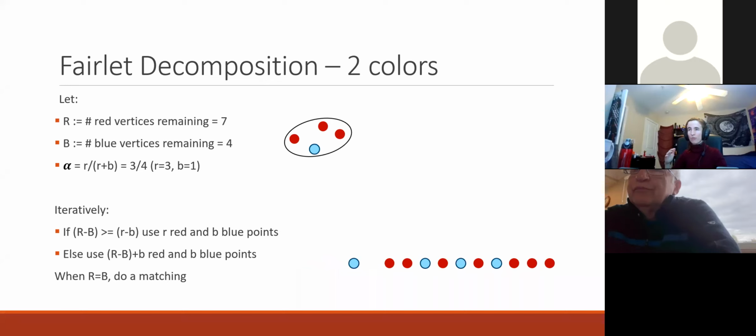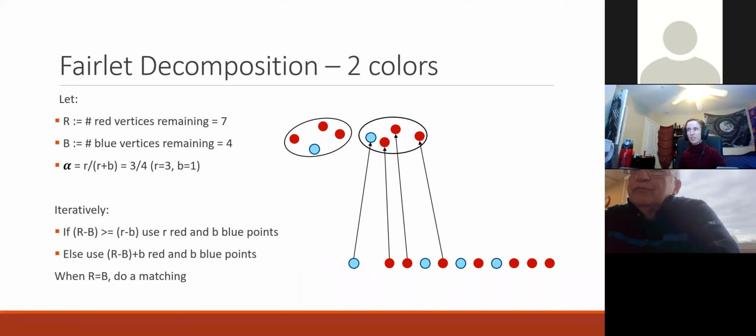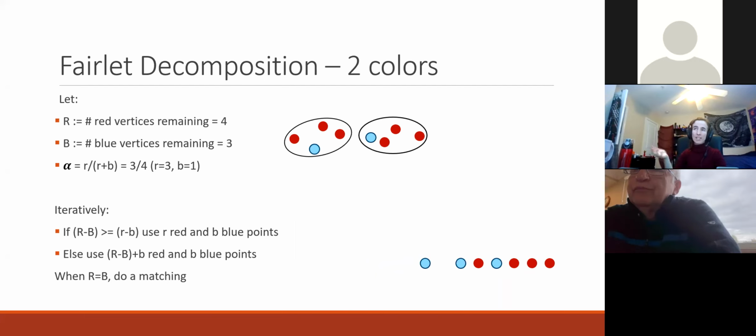Now we've updated our remaining red and blue vertices such that big R minus big B is now 3. We still have that the difference is greater than or equal to 2. So we go into the first conditional statement and make a cluster in the same way using 3 red points and 1 blue point. Okay, so we've created 2 clusters for our fairlet decomposition. Now the difference between the number of remaining red and blue vertices is 1. So that's less than little r minus little b, which is 2. And so we go into the else statement in this case.